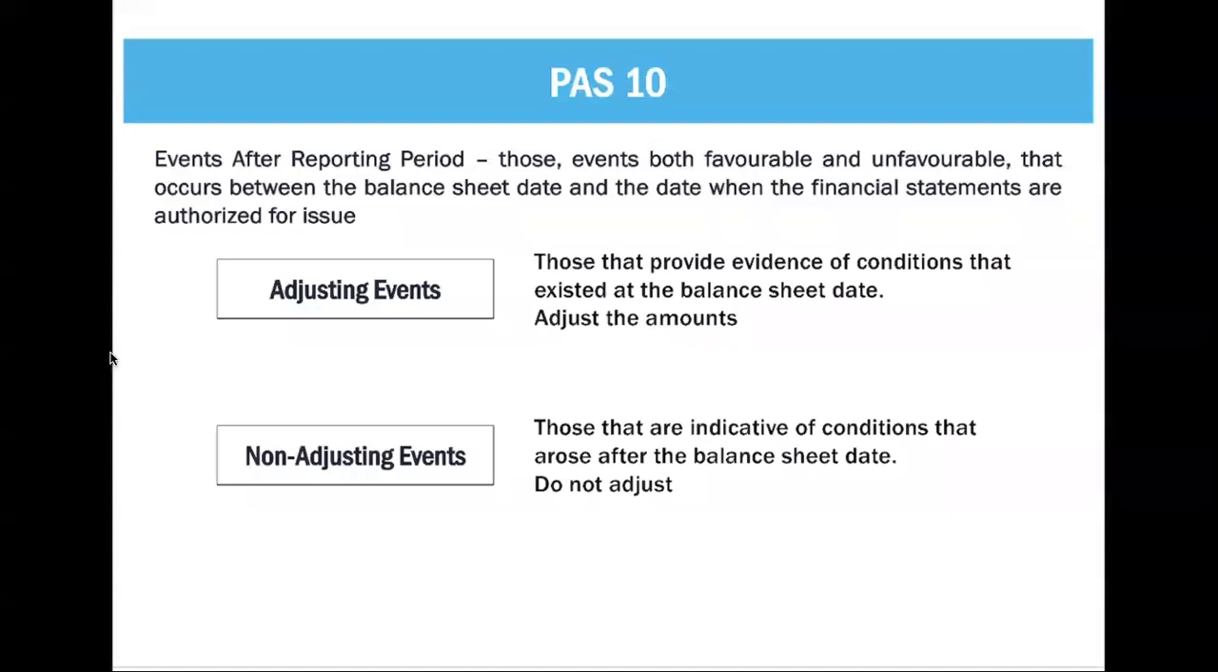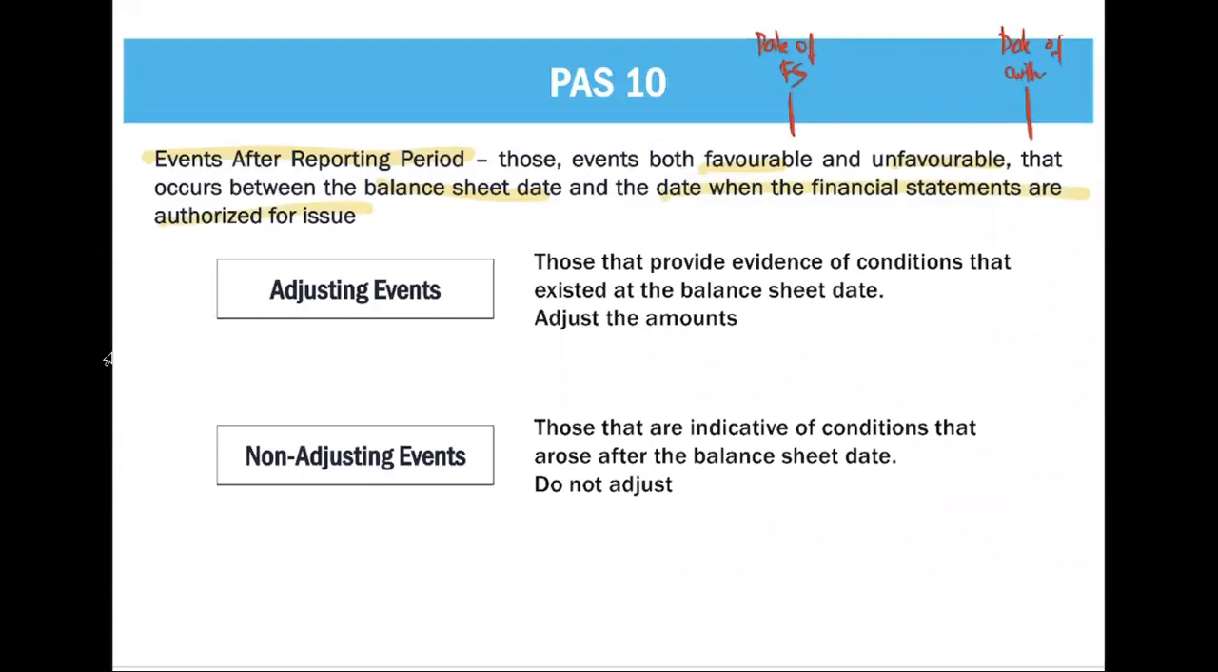So what is Part 10? Part 10 is your events after reporting period. So what is an event after reporting period? An event after reporting period is defined under Part 10 as events, both favorable and unfavorable, that occur between the balance sheet date and the date when the financial statements are authorized for issue. So you have to think of two important dates here: the date of financial statement and the date of authorization for issue.